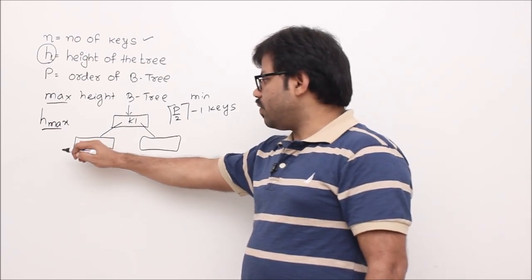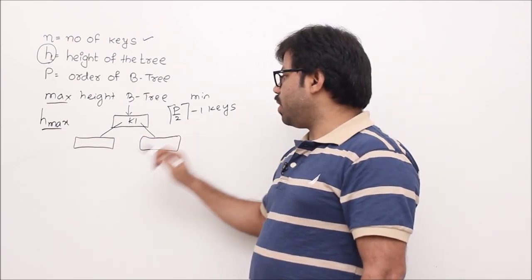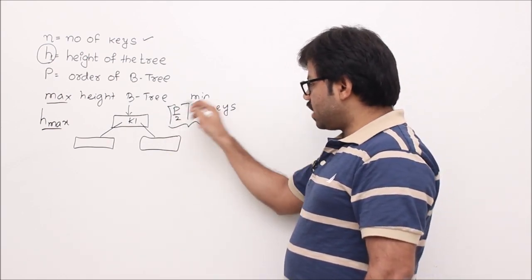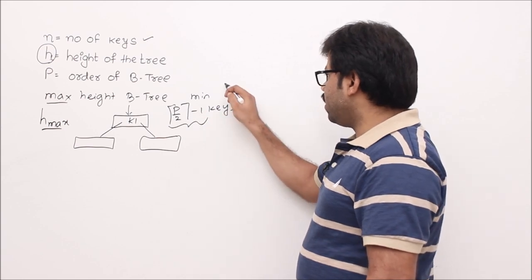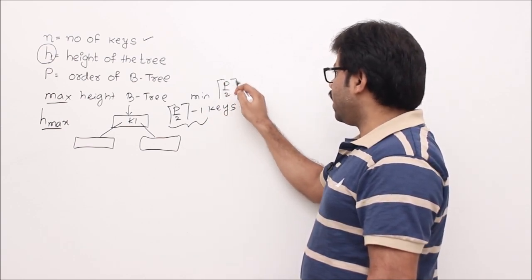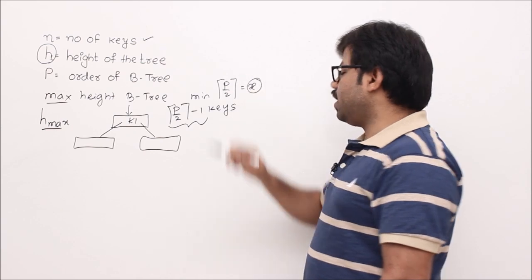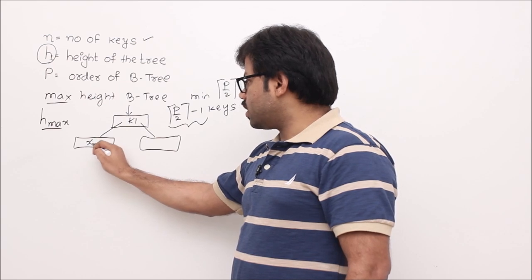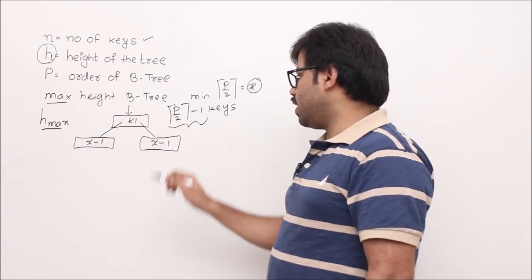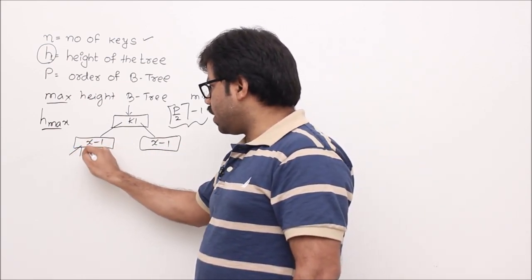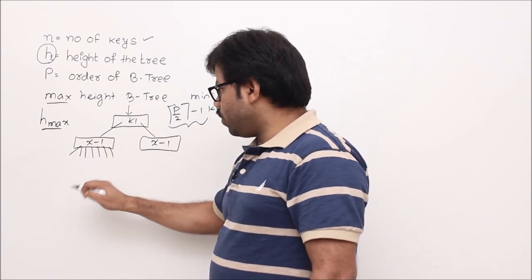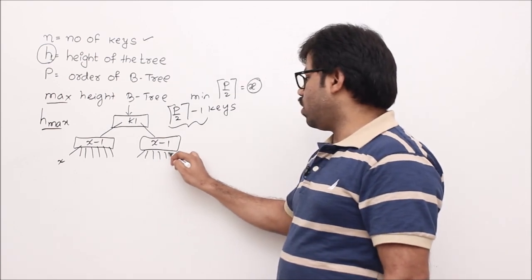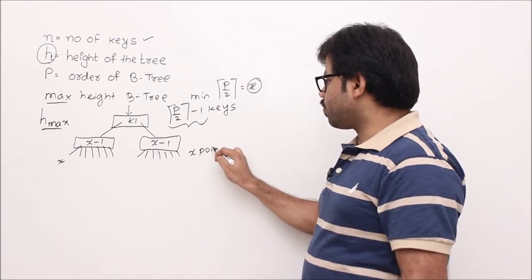So how many keys can we keep here? Minimum p by 2 minus 1. From now onwards, this expression looks weird and lengthy, that's why I use x for p by 2, so the problem will be easy. So p by 2 is nothing but x. Now here we have how many keys? x minus 1 keys. Since you have x minus 1 keys, this node will produce how many pointers? x pointers. Here this node also produces x pointers.